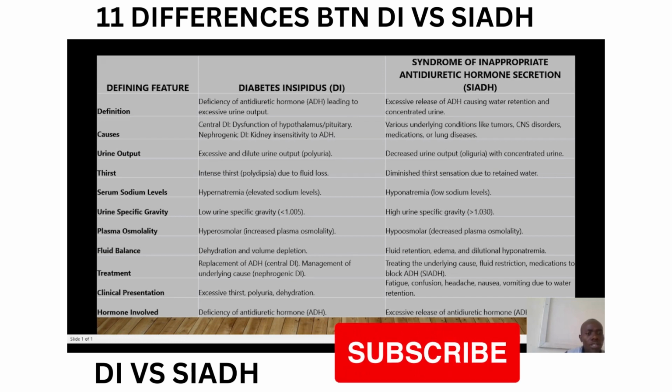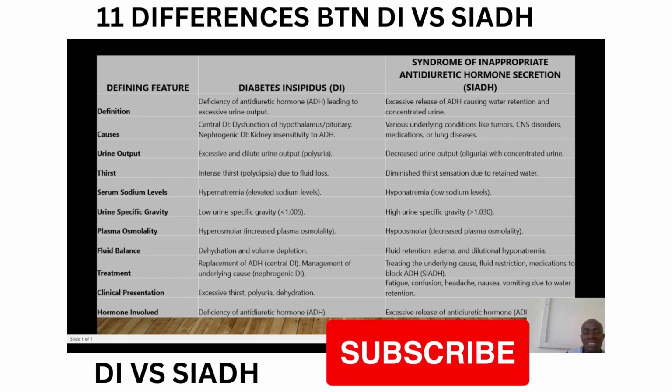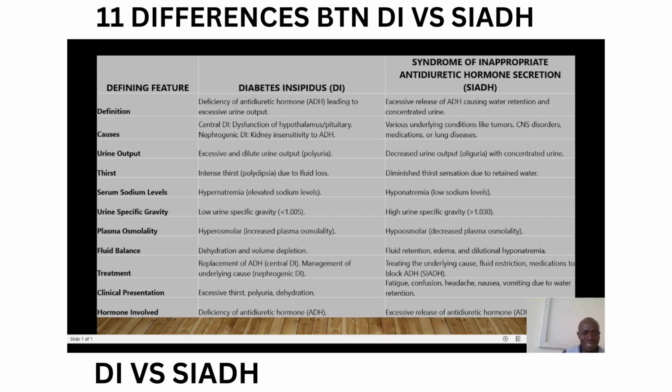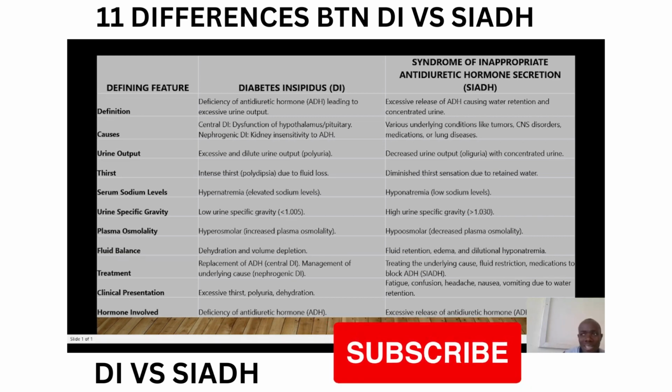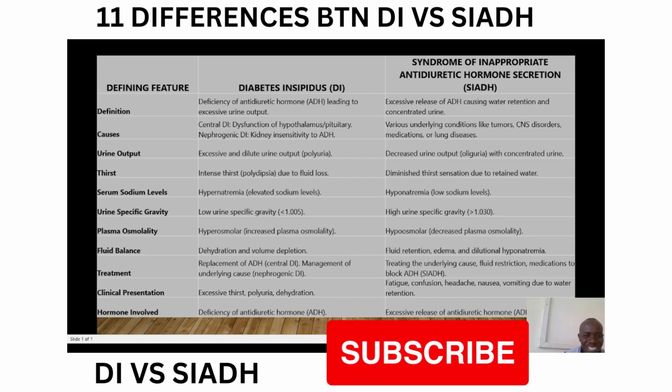In terms of fluid and electrolyte imbalance, in diabetes insipidus there is risk of hypernatremia and dehydration. So you can give more fluids, yes, to dilute and to correct the dehydration. What about syndrome of inappropriate ADH? There is risk of hyponatremia and fluid overload, guys. We need to restrict fluids in SIADH.